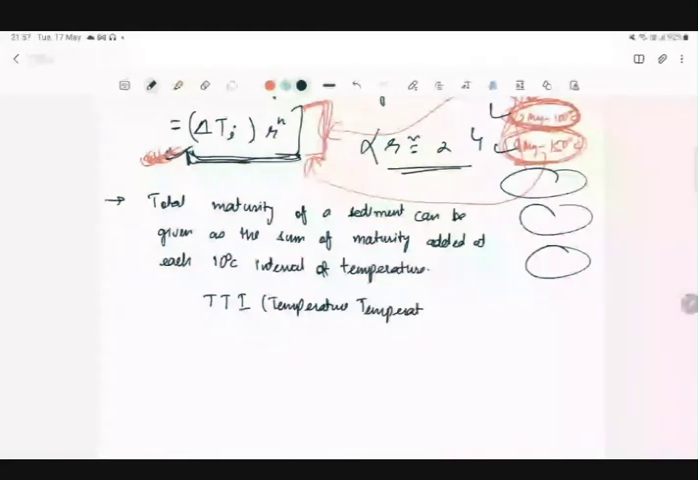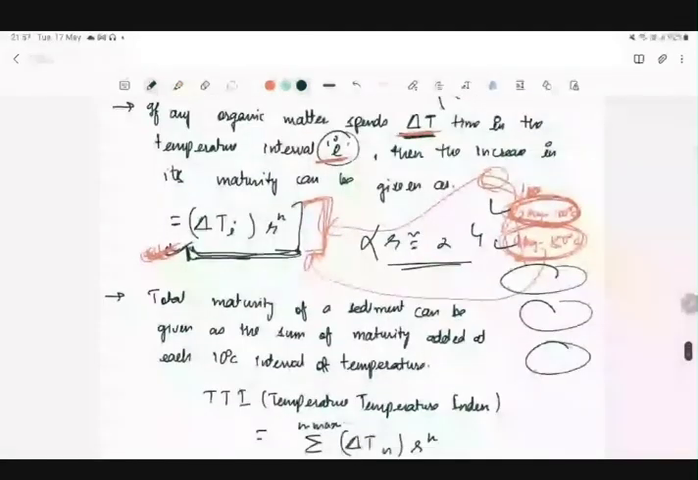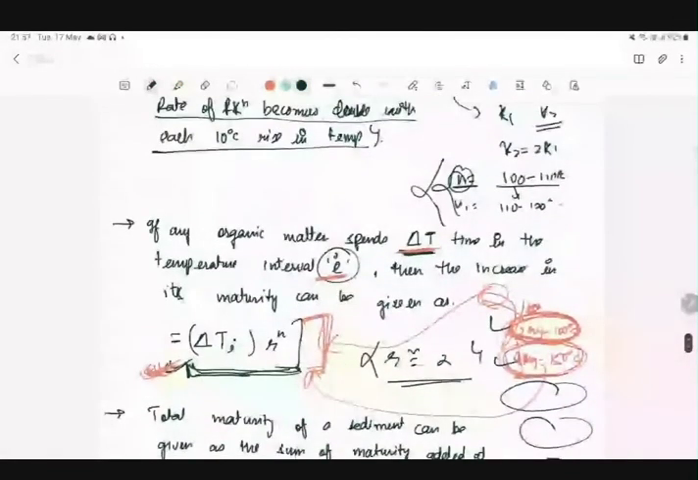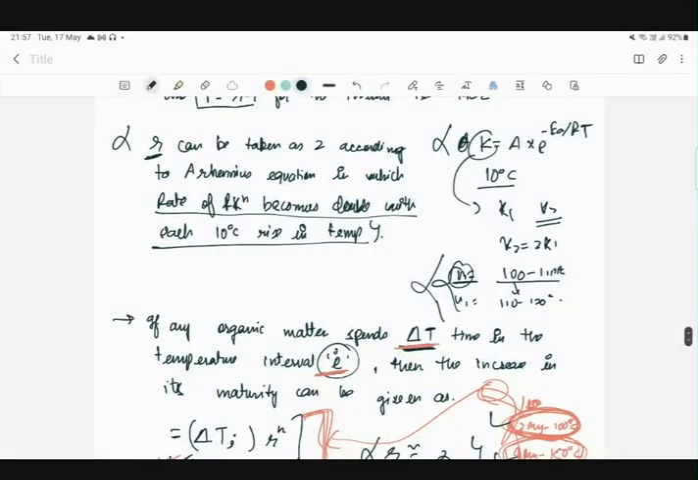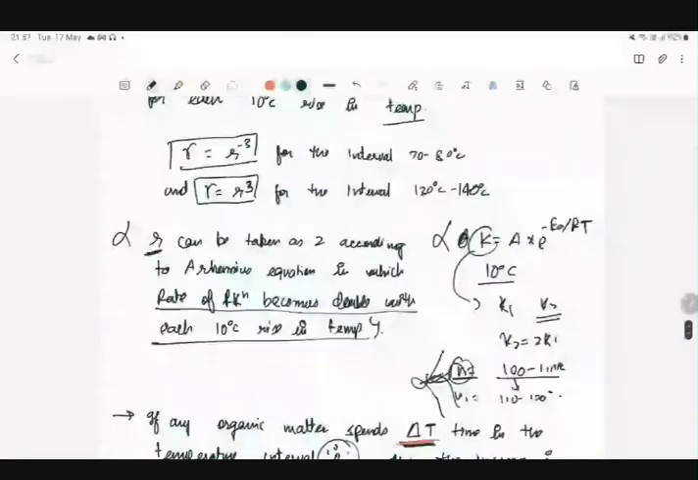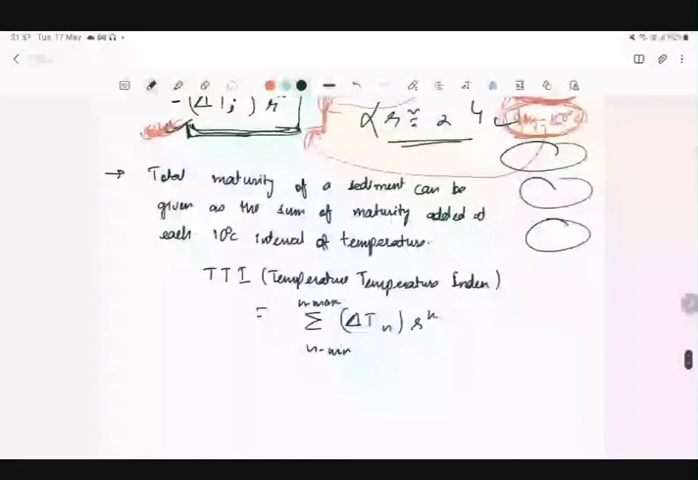Time temperature index, and this is equal to summation of del T_n into R^n from n minimum to n maximum. Okay, n is what we defined, na. So the total maturity can be given by this equation. TTI is equal to summation of del T_n into R^n.